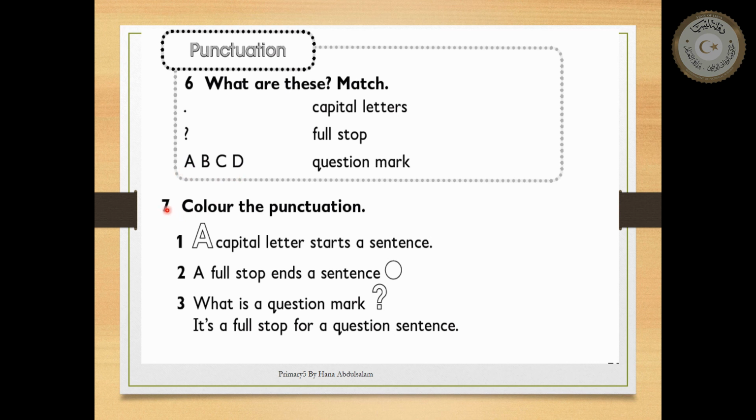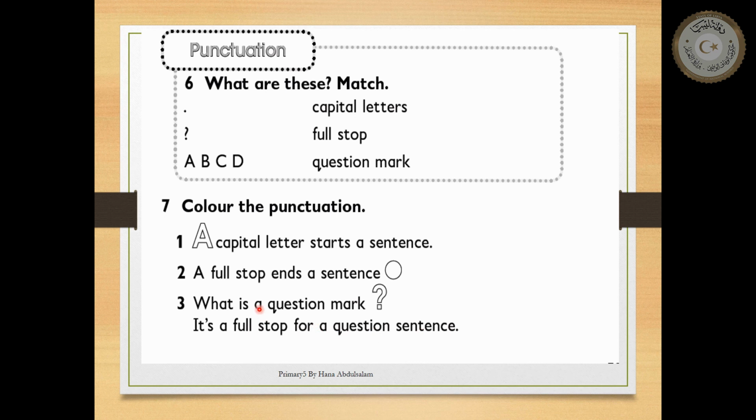Now, number 7. A capital letter starts a sentence. When you are going to write a sentence, the first letter should be what? Capital letter. A full stop ends a sentence. When you finish a sentence, put what? Full stop. This is a question mark. It's a full stop for a question sentence.